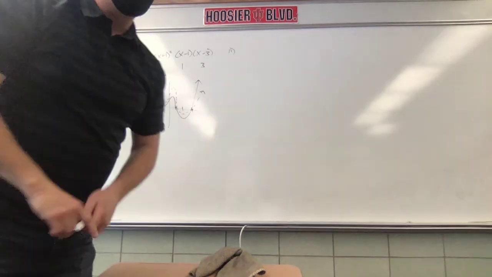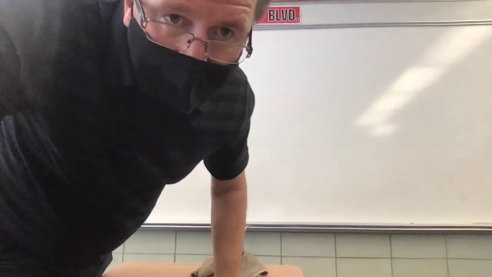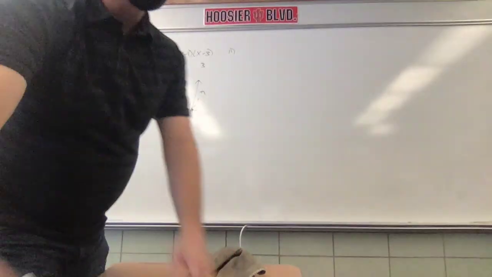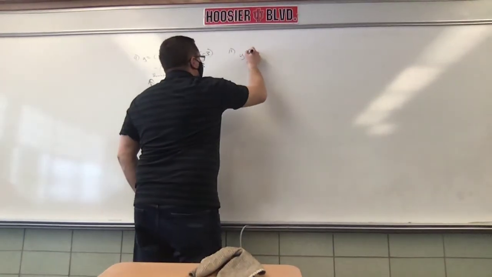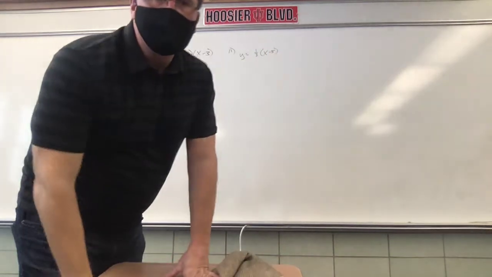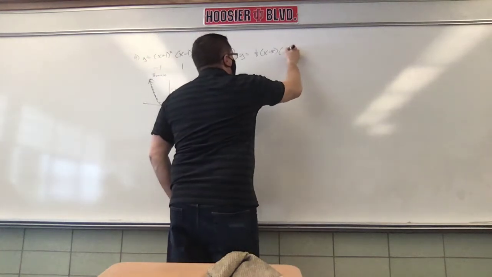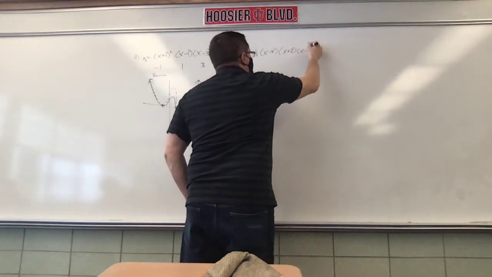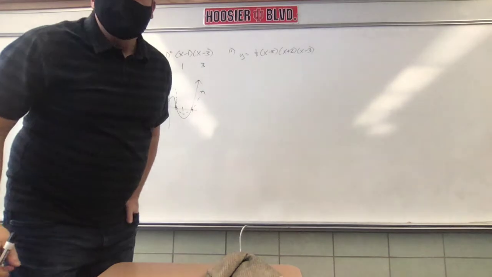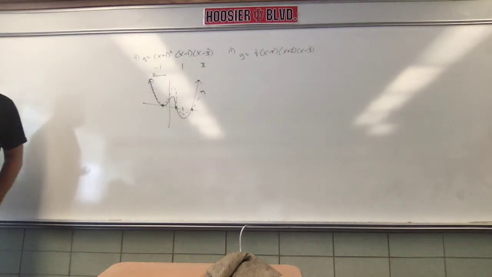Okay, let's look at number 11. Problem number 11. We have 1/3 (x minus 5), then (x plus 2)(x minus 3). Okay, so we've got a number out front this time.